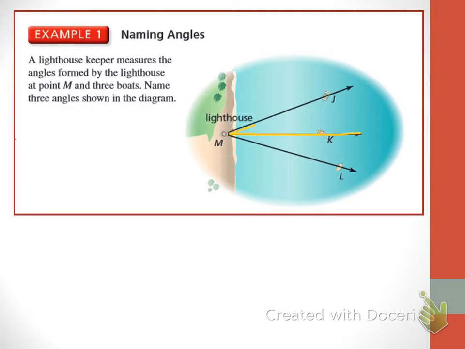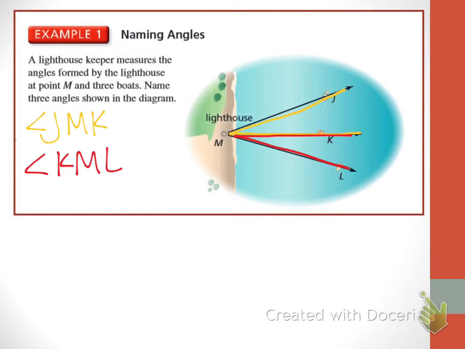All right, what would we name the top angle? JMK. Angle JMK. So again, you don't have to name it all the ways, just the one time. That's good. The bottom angle? KML. Correct. Angle KML. And then the outer angle? JML. Angle JML. Jamal. That's it. When you're ready, you can turn the page.